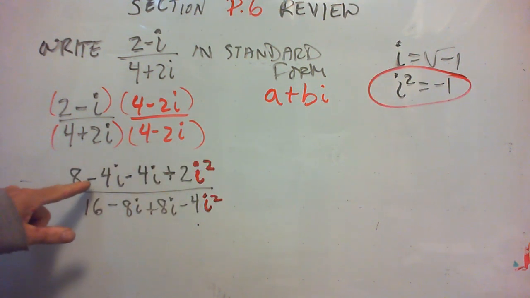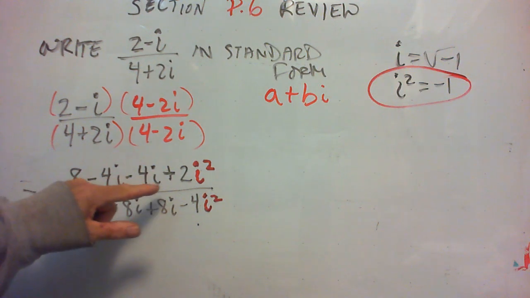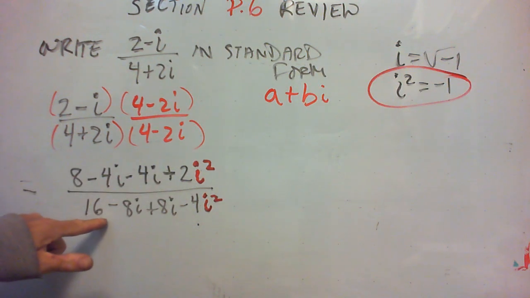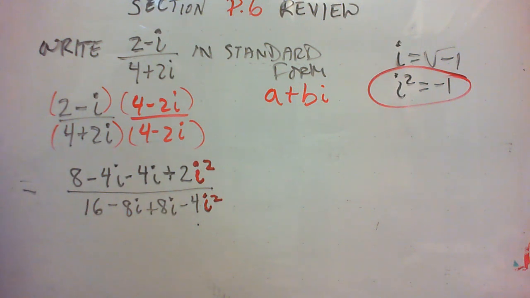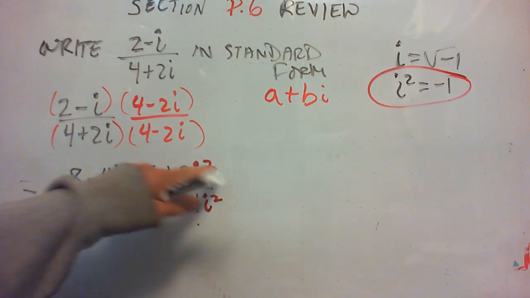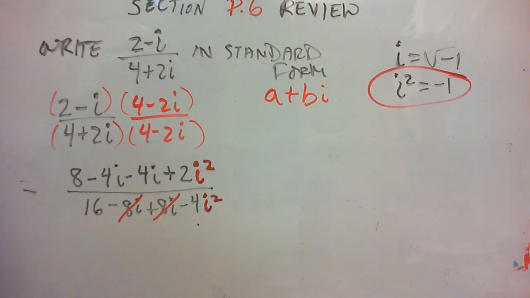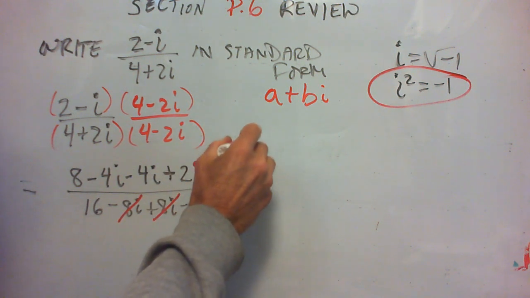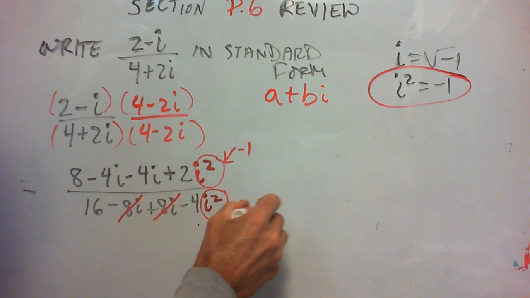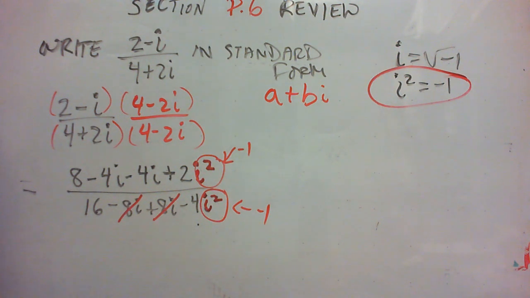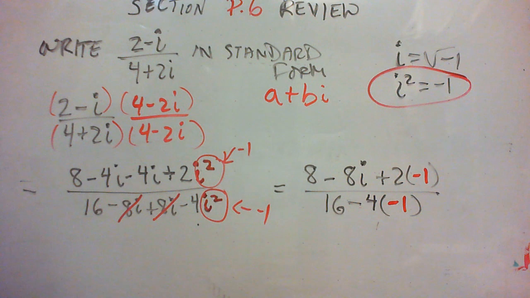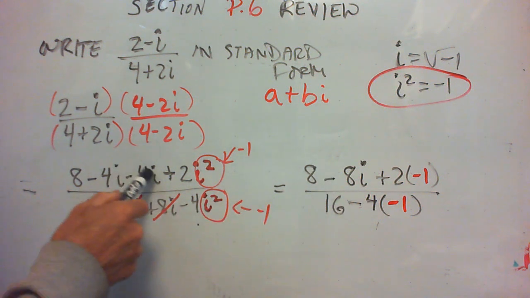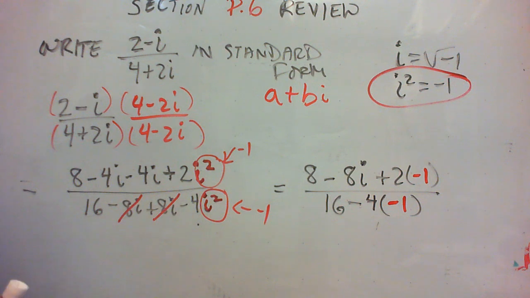So when we FOIL it all out, we get 8 minus 4i minus another 4i plus 2i squared over 16 minus 8i plus 8i minus 4i squared. First off, the 8i's cancel. And we see the occurrence of the i squared terms. Whenever you see an i squared, replace it with negative 1. So we're going to take each of those i squareds and replace with negative 1. I've done that. Also, I've combined the negative 4i into negative 8i, if you're wondering where that came from.